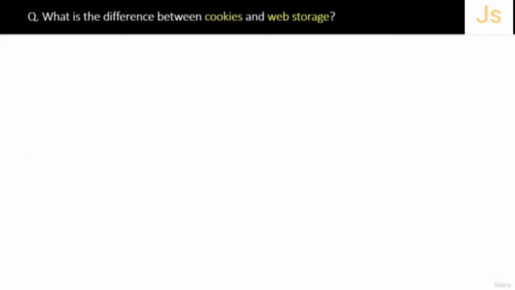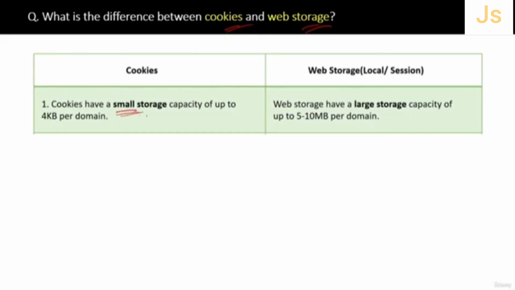What is the difference between cookies and web storage? The first difference is cookies have a small storage capacity of just up to 4 KB per website or domain, and that is the limitation of the cookie also. Whereas web storage has a large storage capacity of up to 5 to 10 MB per website. That is huge in comparison to the cookie, right?